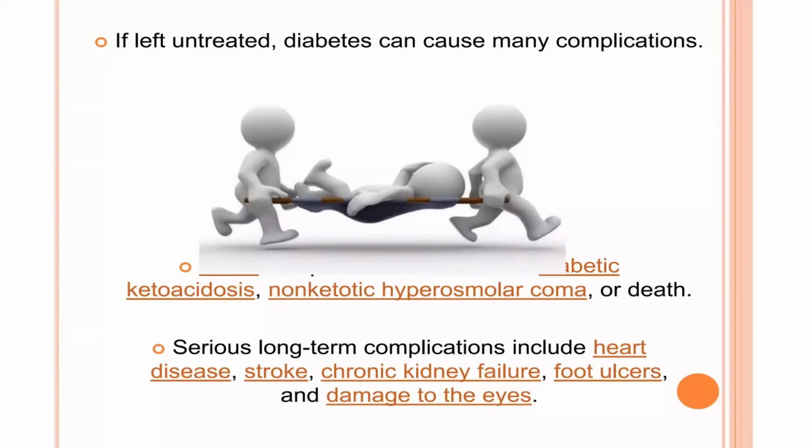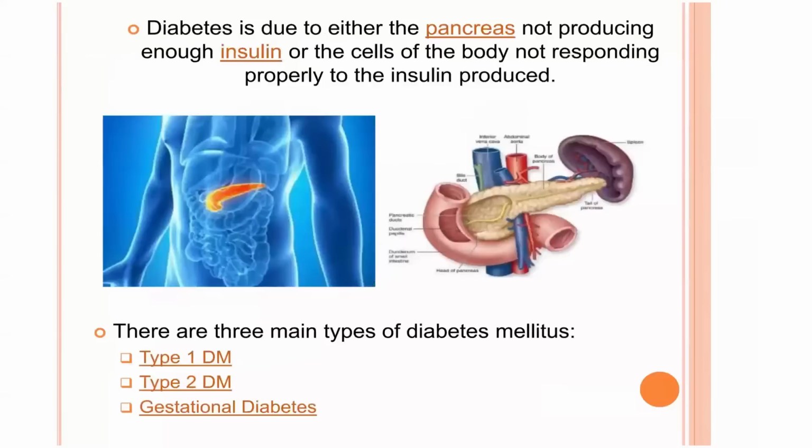In fact, when diabetes is left untreated, it affects everybody. It affects every part of the body, every organ of the body. It can affect the heart, the kidney, the brain, the eyes, the ears, and almost every part of the body can be affected if the disease is left untreated.